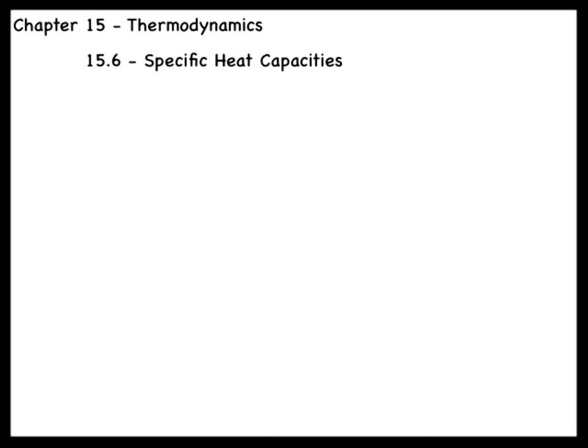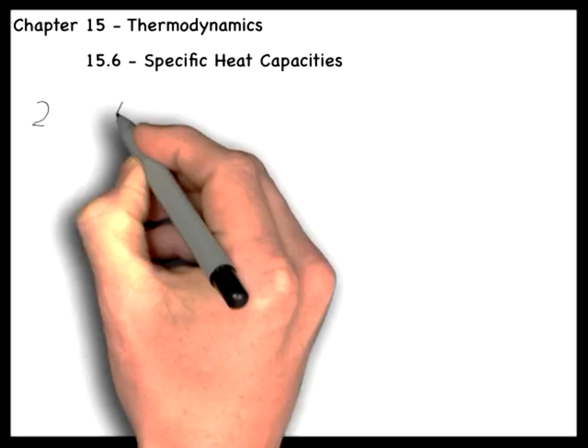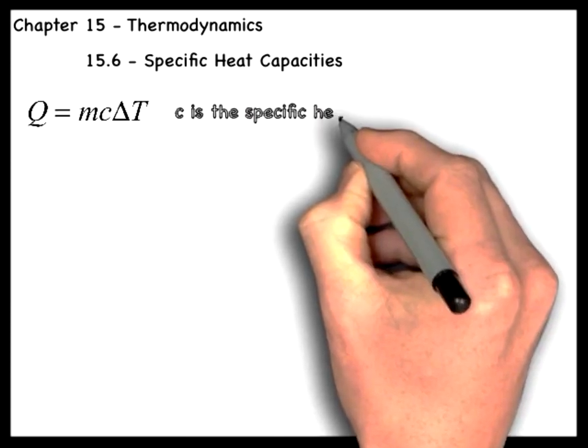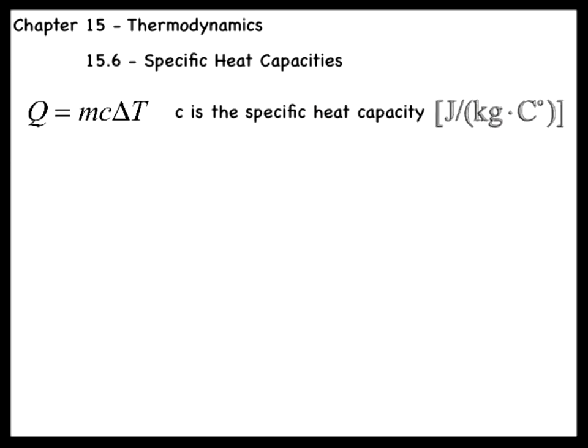We introduced the specific heat capacity earlier in Chapter 12. This related the change in temperature of a substance to the amount of heat flow with equation 12.4. In this expression, m is the mass in kilograms, and c denotes the specific heat capacity with units of joules per kilogram per Celsius degree.